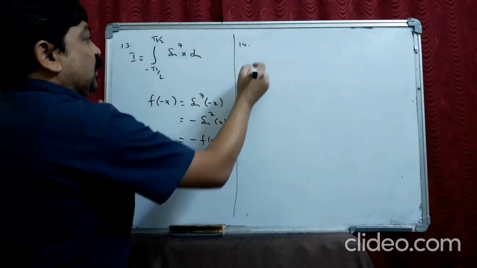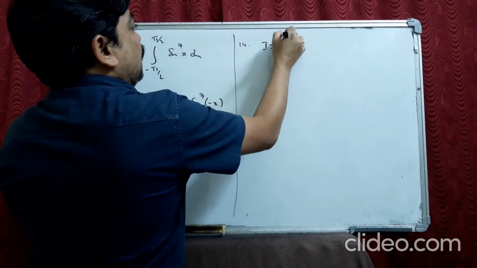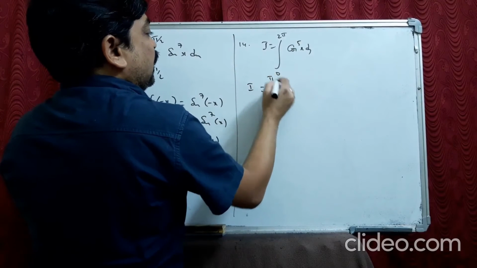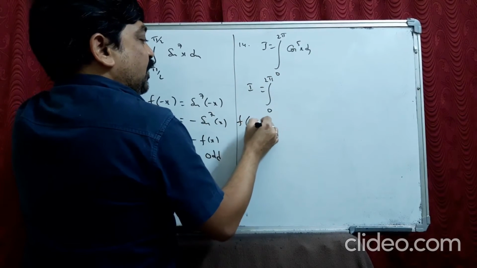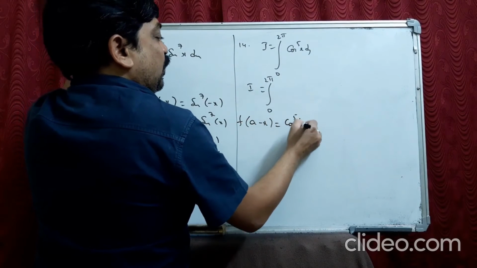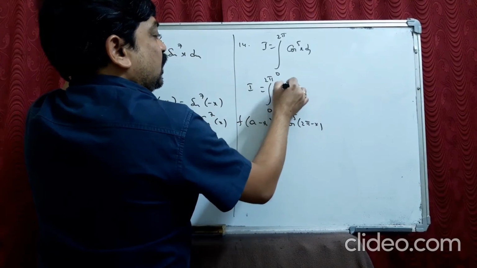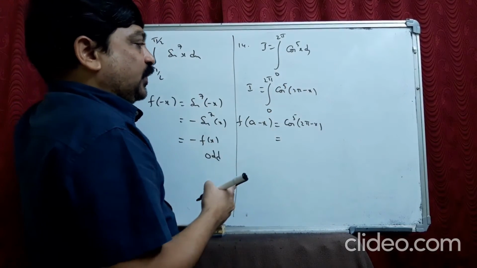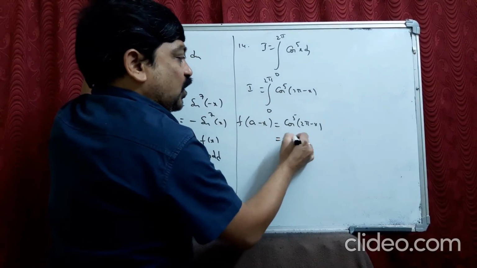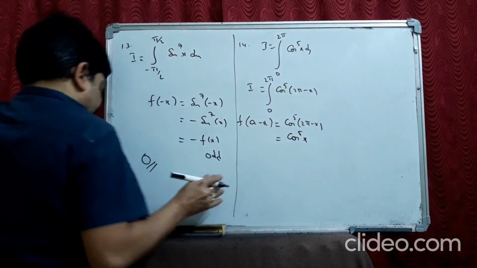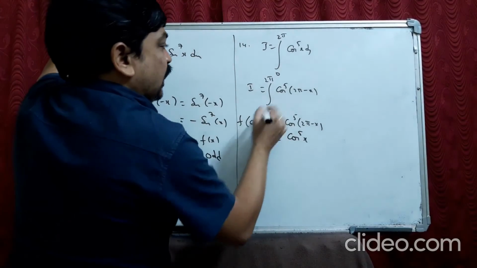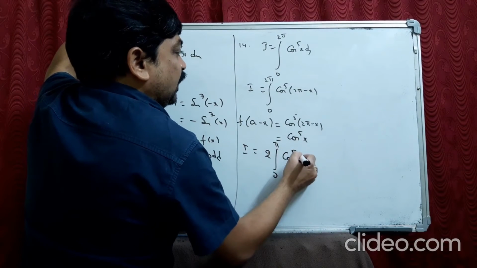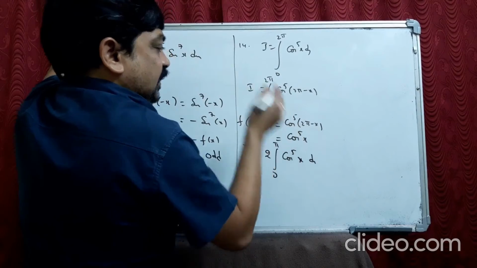14th question. 0 to 2 pi cos power 5x dx. So 0 to 2 pi, if I take f of a minus x, cos power 5 of 2 pi minus x. 2 pi minus x is in the fourth quadrant, so it becomes even, cos power 5x. In the fourth quadrant cos is positive. So you can write this as I is equal to 2 into integral 0 to pi cos power 5x dx.